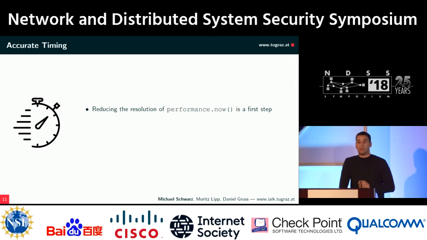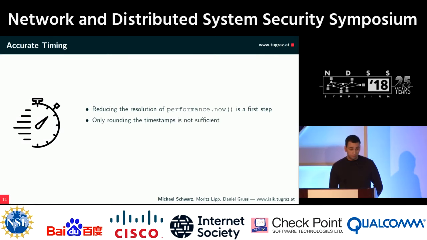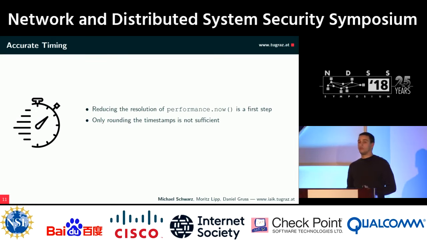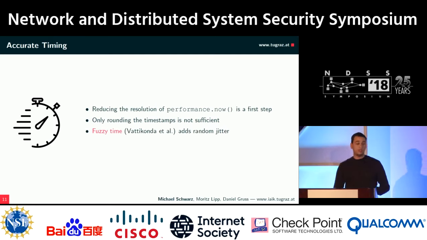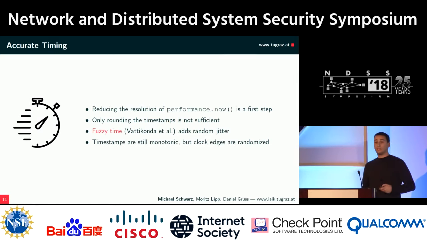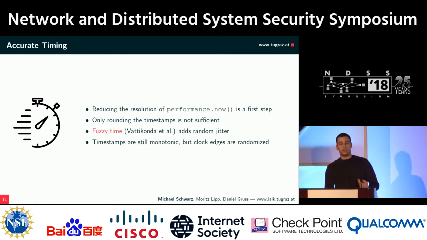For timing, a lot of browsers already reduced the resolution of the high-resolution timer in JavaScript, and this was the first step and a direct response to the first microarchitectural attacks in JavaScript. But we have shown that only rounding the timestamp is not sufficient if the underlying clock is still a high-resolution clock, because then you can recover a higher resolution from the underlying clock. So there was a proposal by Vattikonda et al. for fuzzy timing that adds a random jitter to your timestamp. That keeps timestamps monotonic, but the clock edges are randomized, so you cannot recover a high-resolution clock from that.